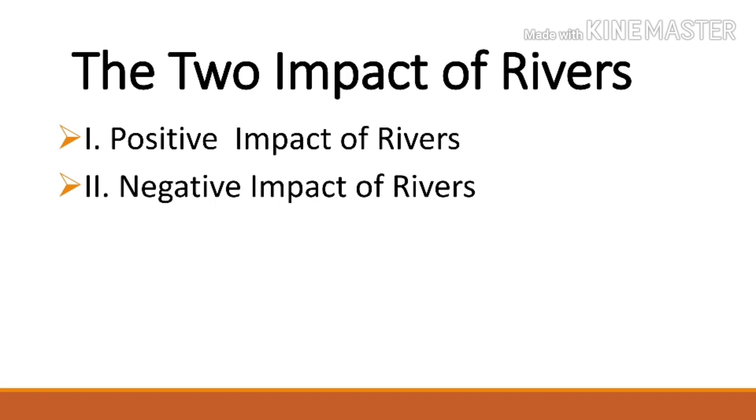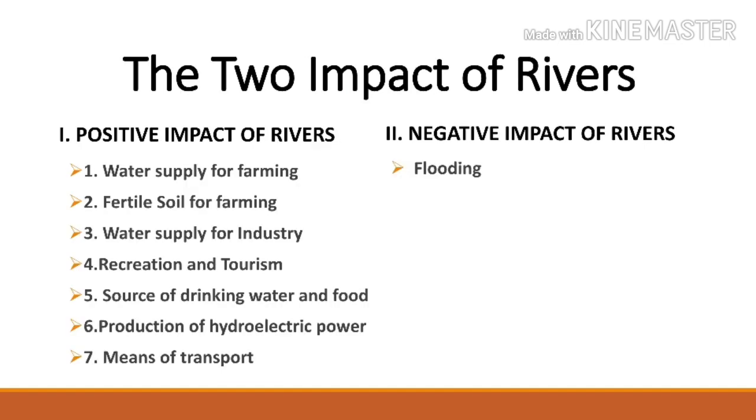The first thing that we are going to discuss at this moment is the positive impact of rivers. So here is the list of the positive impacts of rivers. Number 1, water supply for farming. Number 2, fertile soil for farming. Number 3, water supply for industry. Number 4, recreation and tourism. Number 5, source of drinking water and food. Number 6, production of hydroelectric power. And lastly, the means of transport. And those are the 7 positive impacts of rivers. And the negative impact of rivers is flooding.